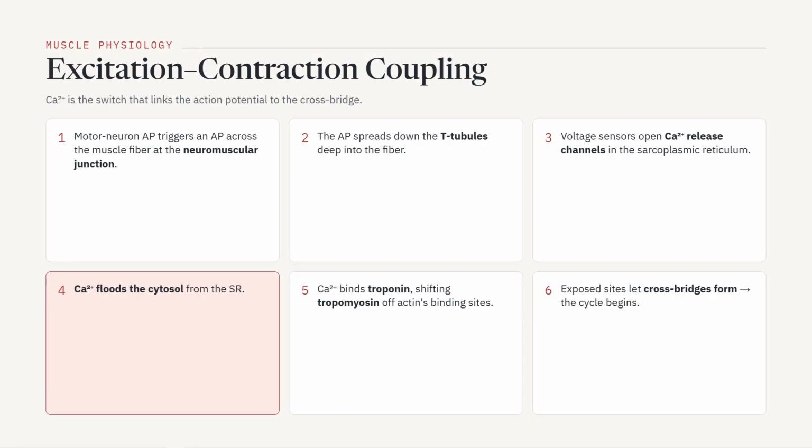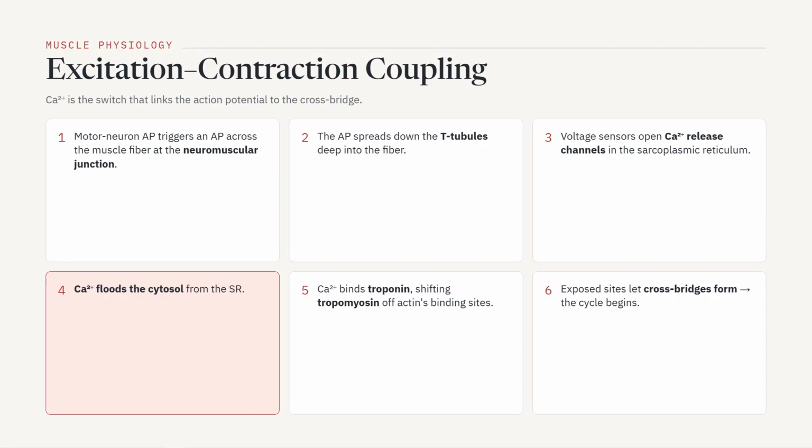3. Voltage sensors there open calcium release channels in the sarcoplasmic reticulum, the muscle's internal calcium store. 4. Calcium floods out into the cytosol. 5. This is the key event. Calcium binds to troponin, which drags the tropomyosin strand off the actin's binding sites.